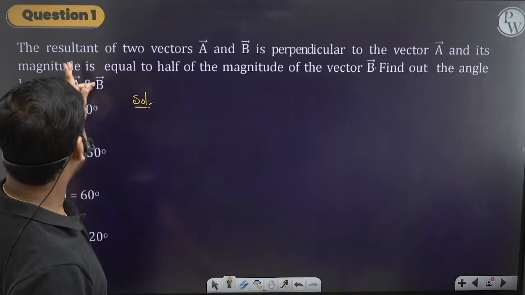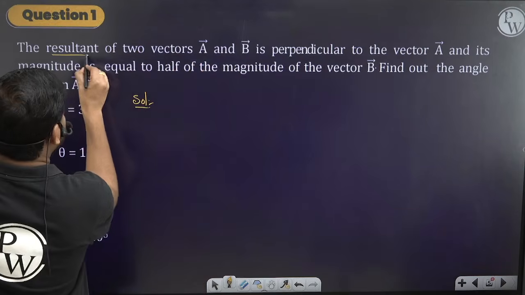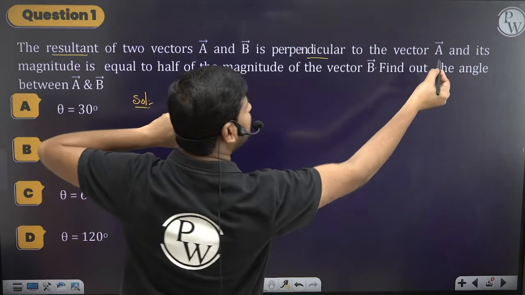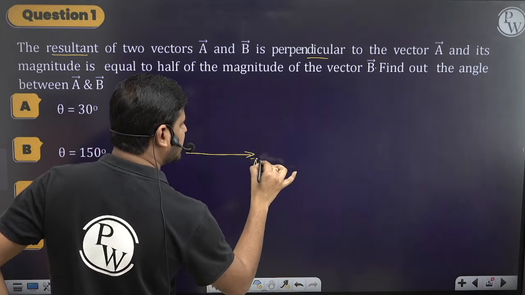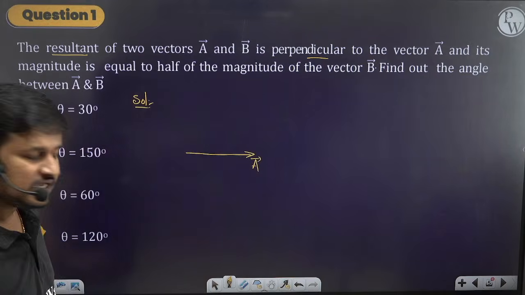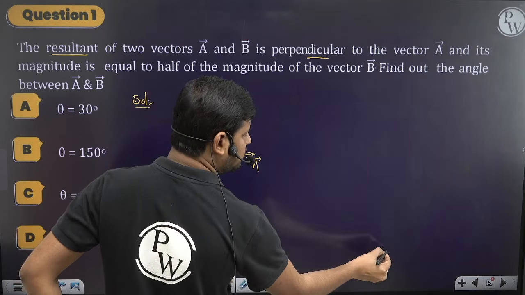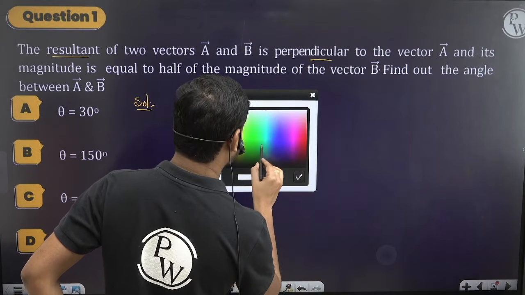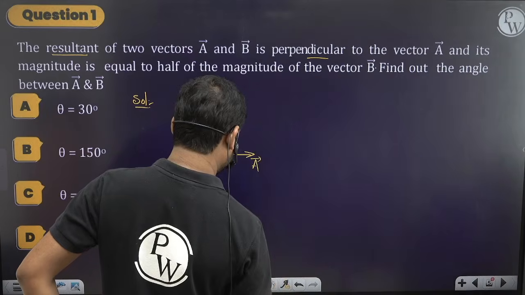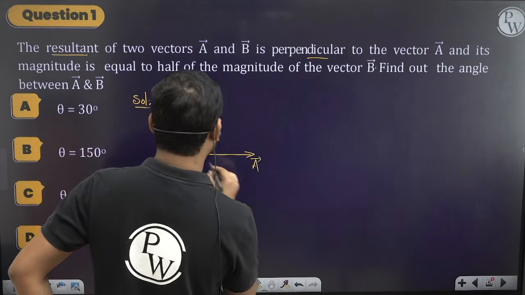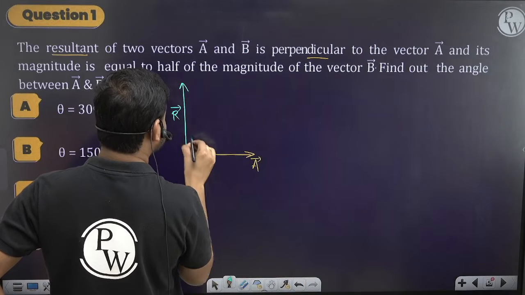There are two vectors, A and B, and they are saying that the resultant of these two vectors is perpendicular to vector A. First let me draw the vector A. Okay, chalo. Now they are saying that the resultant is perpendicular to the vector A. So let me choose the color, guys. See here, the resultant is perpendicular to the vector A. So this is a perpendicular.